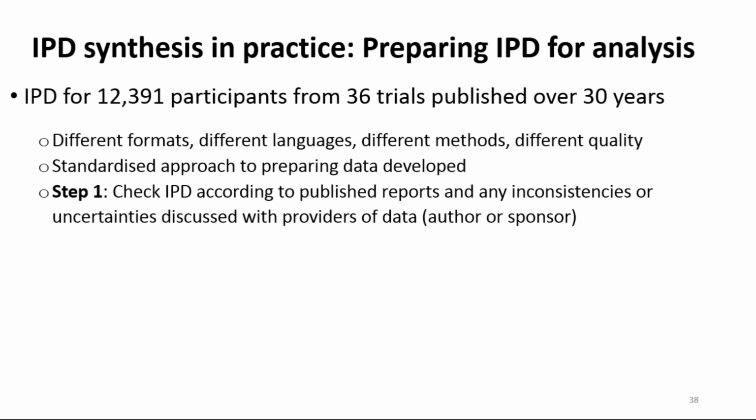to ensure that all of our outcomes and all of our analyses were consistent. So step one for us was to check all of the IPD that we've been provided according to any published reports, journal articles, trial registries and so on. Just some basic checks to make sure that the data that we had in front of us was the data that corresponded to that journal article. So numbers of patients, checking demographics were the same, checking that some of the basic results were the same and so on. And then any inconsistencies with published work or any other uncertainties that we had about the data, we discussed with whoever had provided that data to us.